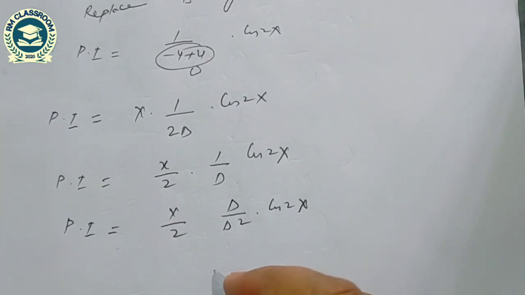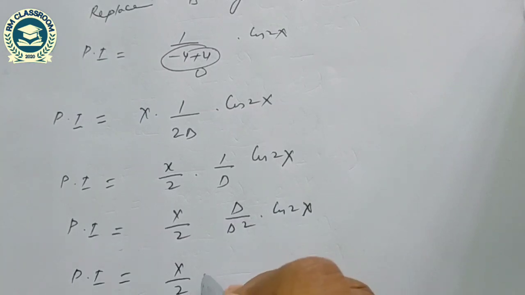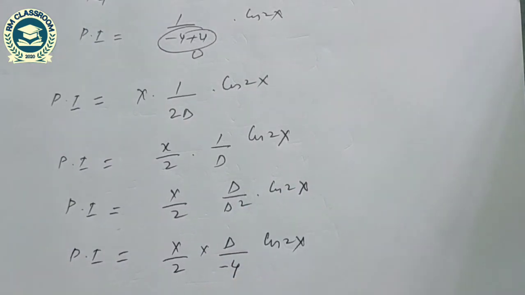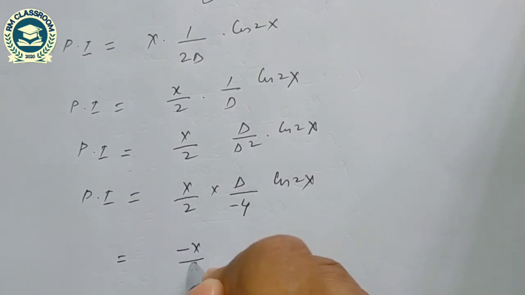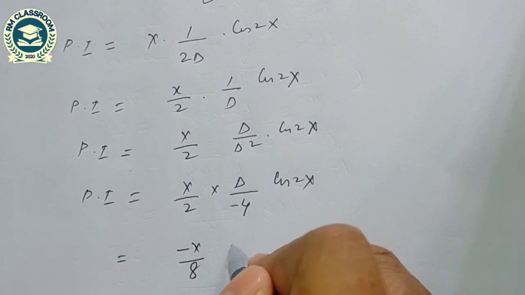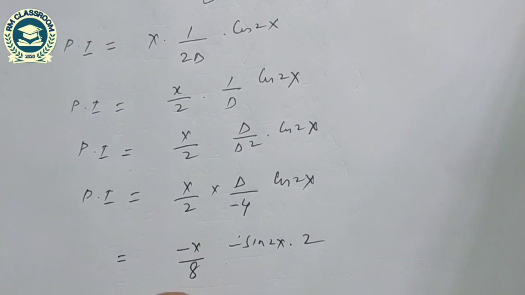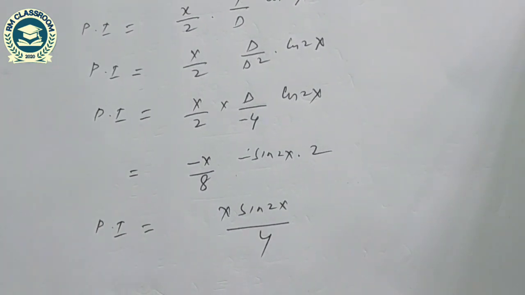Once again replace D square by minus 2 square. So the particular integral is x by 2 into D divided by minus 4 into cos 2x. So it is minus x by 8, and D cos 2x is minus sine 2x into 2. So the particular integral is x sine 2x by 4. So this is our particular integral.